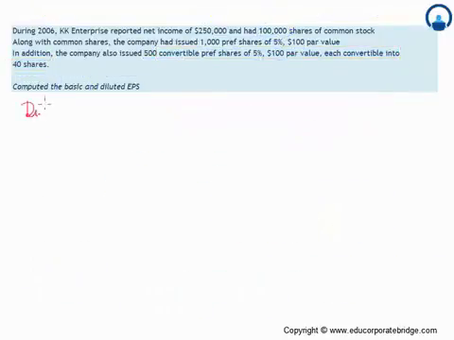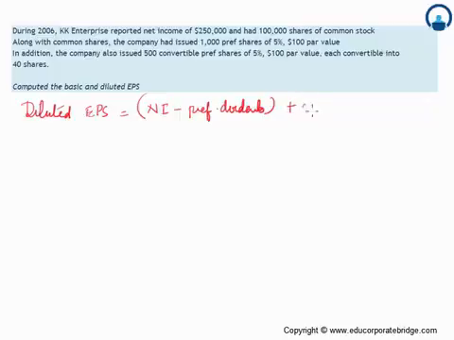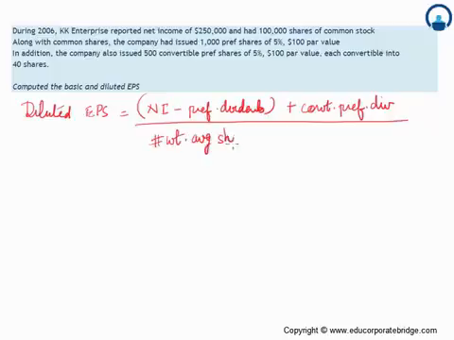Let us now calculate the diluted EPS. Now diluted EPS is defined as net income minus the preferred dividends, and I need to add back the convertible preferred dividends in this case, and this is divided by the total weighted average number of common shares plus the number of shares upon conversion from the preferred stocks. So let's calculate using this formula.